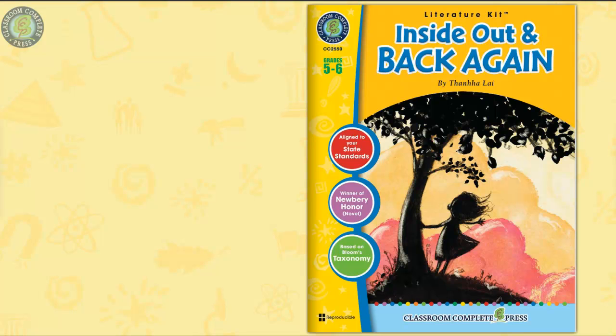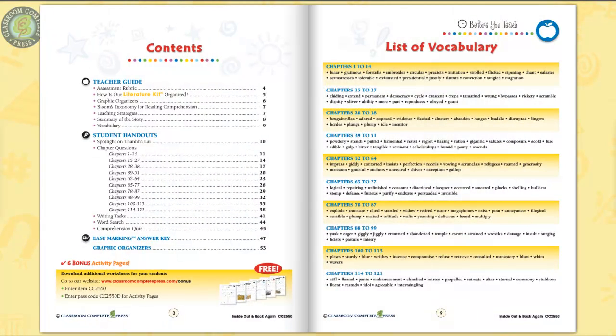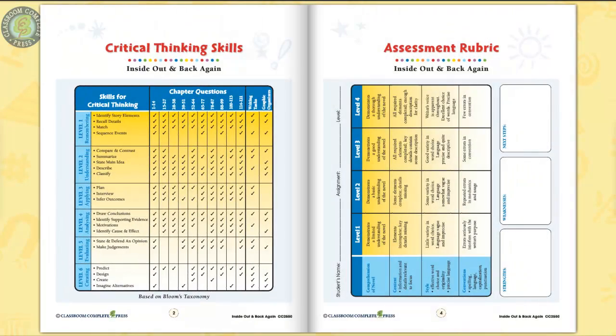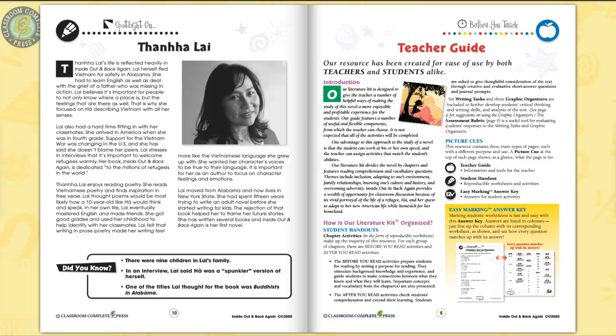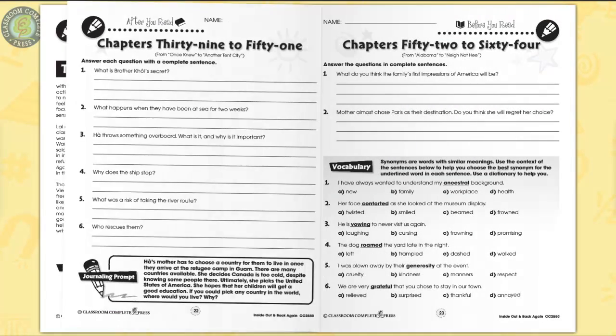This literature kit on Inside Out and Back Again by Thanhha Lai has everything you will need in one packet, from pre-assessment material to comprehension questions incorporating vocabulary. 55 pages chock full of a variety of scaffolding strategies incorporated in our Before You Read worksheets for each chapter section, along with vocabulary prompts to prepare your students for the reading, with rubrics, teacher guide, and author biography.